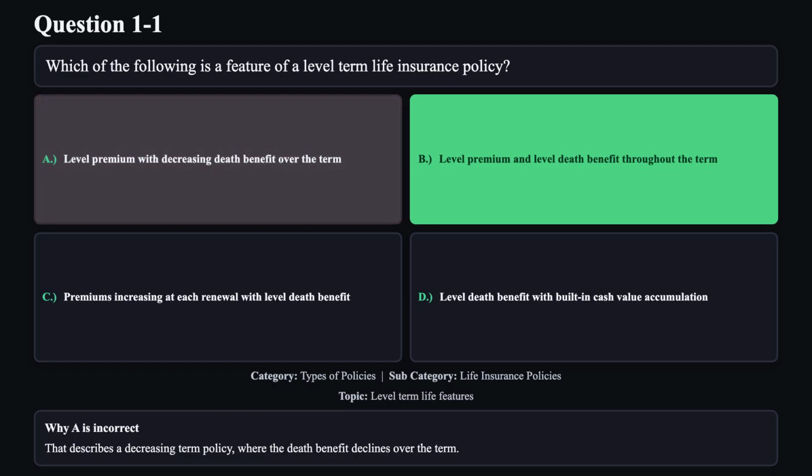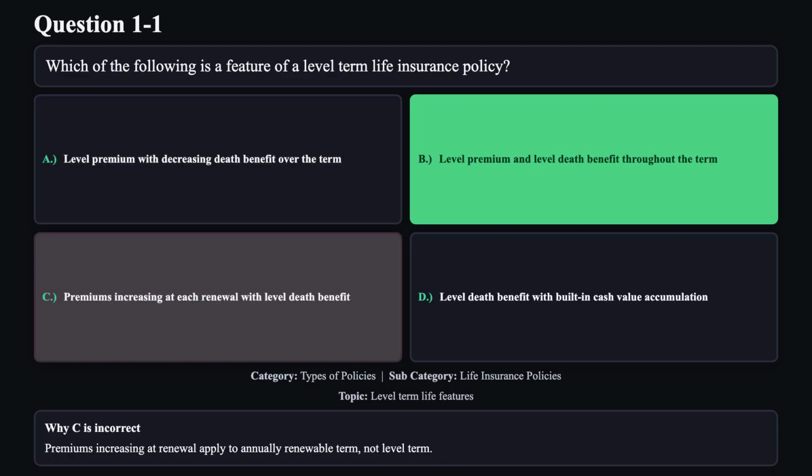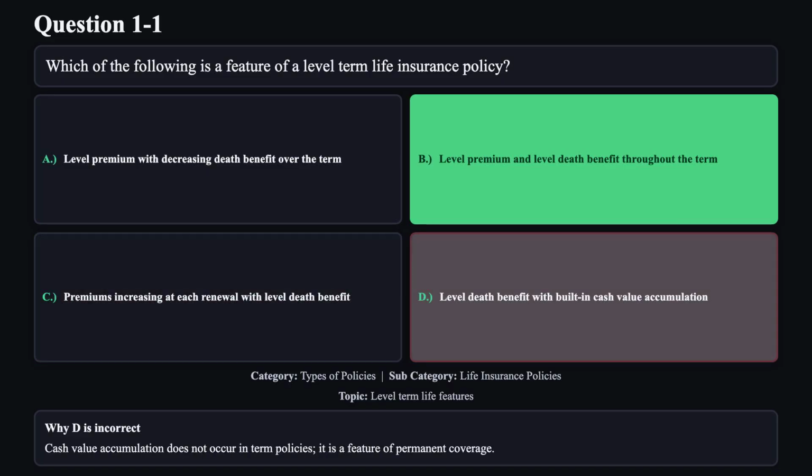Reason A is not correct. That describes a decreasing term policy where the death benefit declines over the term. Reason C is not correct. Premiums increasing at renewal apply to annually renewable term, not level term. Reason D is not correct. Cash value accumulation does not occur in term policies. It is a feature of permanent coverage.